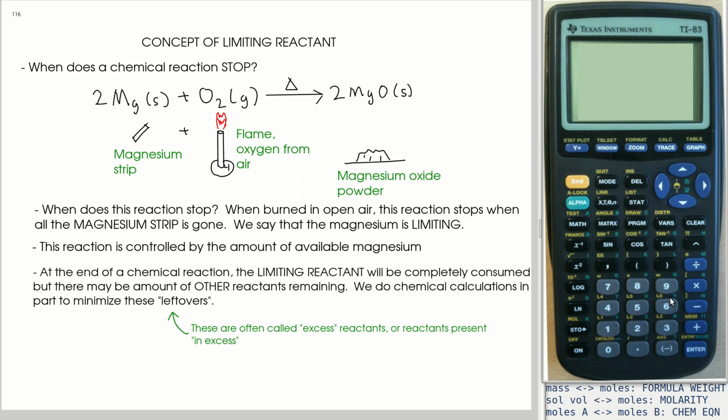In this video, we're going to talk about the idea of the limiting reactant. The limiting reactant is a concept that addresses the question, when does a chemical reaction stop? We have an example reaction here between magnesium and oxygen gas to make the compound magnesium oxide.